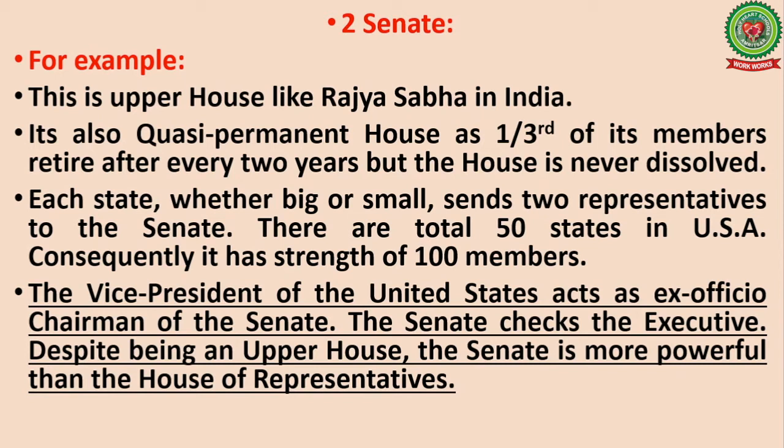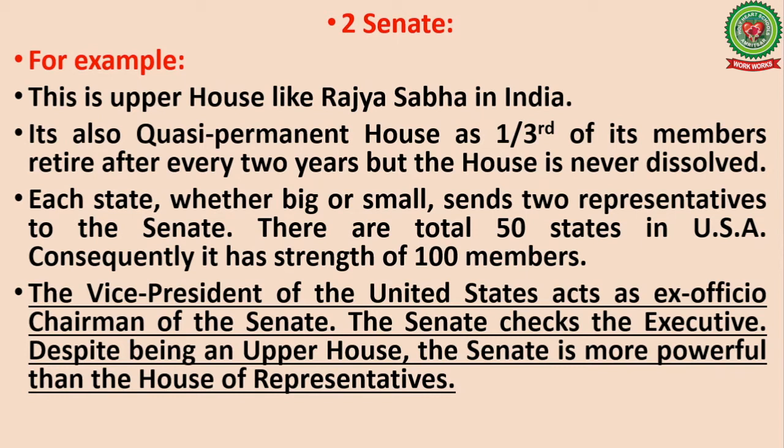But in India, the membership is according to the population they represent. Like Punjab has a total of 7 members in the upper house, Rajya Sabha, according to the population. But here every state can send only 2 members. There is equal division. The Vice President of the United States acts as the ex officio chairman of the Senate. In India also, the Vice President acts as the ex officio chairman of the Rajya Sabha.